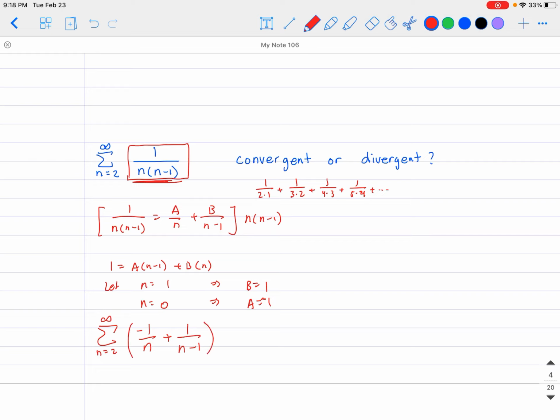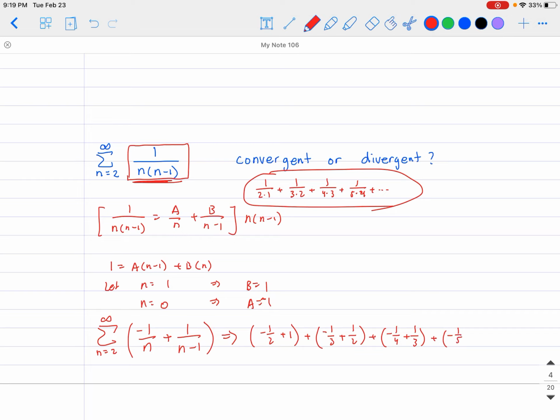You're thinking to yourself, okay, I split it into partial fractions, but it looks like I made it more difficult. But here is what that looks like if I write out a few terms, just like I did over here. The first term, if I plug in, is going to be -1/2, and then it's just going to be +1. Then the next term is -1/3, plus 1/2. Afterwards, it's going to be -1/4, and then plus 1/3. After that we have -1/5, then plus 1/4, and so on and so on.